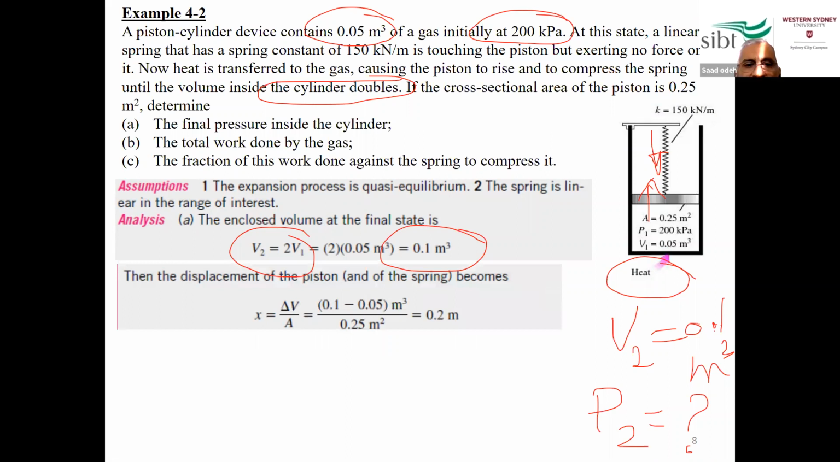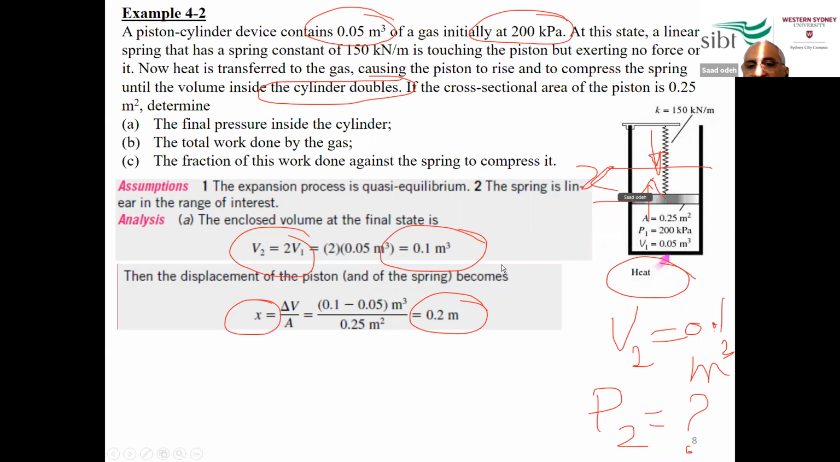How much the spring changed, like the change in length of the spring, because this represents the change in the force, or change in volume, change in pressure. So X here, which is 0.2, represents how much we move the spring upward. This is the X.